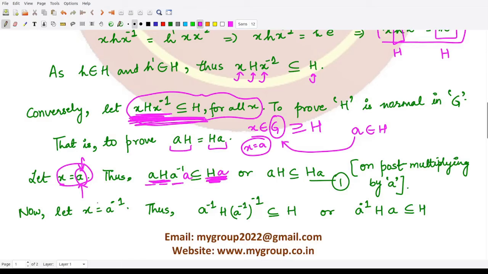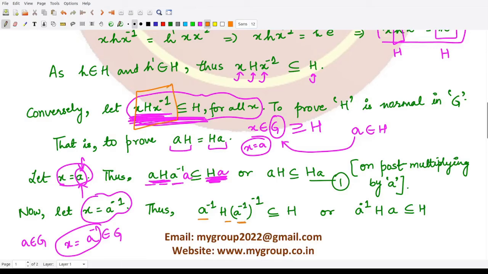Now, if you take x to be a inverse, a inverse would definitely be present in G, because a is present in G and it's a group. If we take this x to be a inverse and substitute it within this expression, it would be a inverse H.